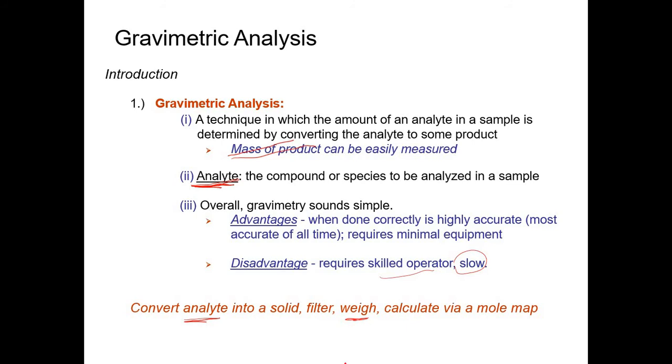Because you have to weigh it with no liquid remaining, right? No water left, it should not be moist, it should be completely dry. So you have to weigh it many times actually. And then after weighing, you have the mass of that analyte or the species that contains the analyte. So you can calculate via a mole map, meaning you can calculate it using the stoichiometric relationship of your analyte.